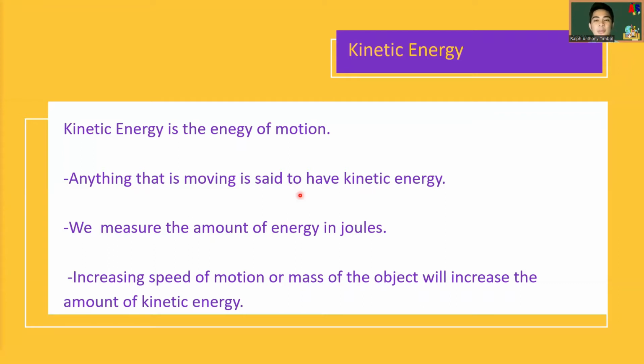Pero ngayon, na ginagamit ko na siya, dahil ako yung nagsasalita, I am using kinetic energy. That potential energy is being converted into kinetic energy. We measure the amount of energy in joules. Increasing speed of motion or mass of the object will increase the amount of kinetic energy. The faster the object, the higher the kinetic energy that is being used.